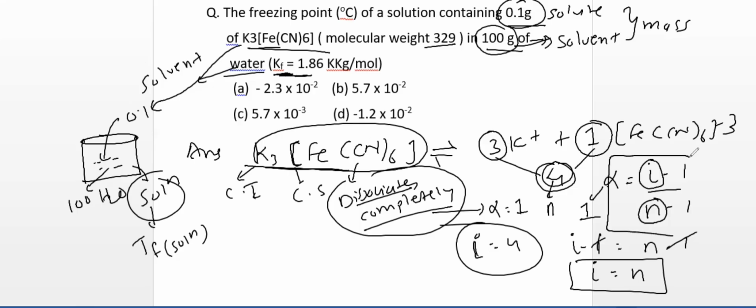So use this formula when the molecules are undergoing dissociation. I got the value of i, and always remember, if it is completely dissociated, then the alpha value is 1 only. So i and n become the same for complete dissociation. Whenever it is complete dissociation, just calculate the number of particles produced after dissociation. That becomes the i value. Now let's proceed.